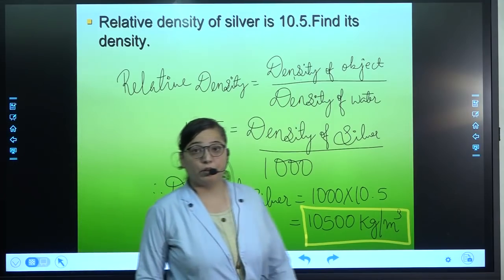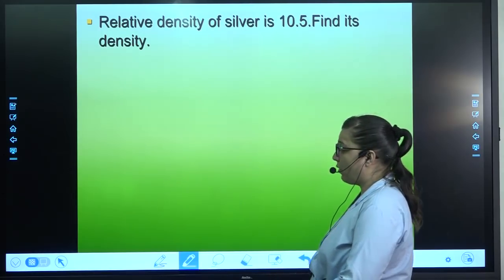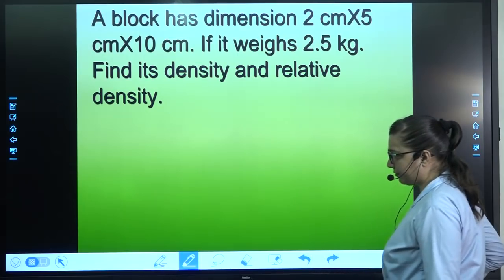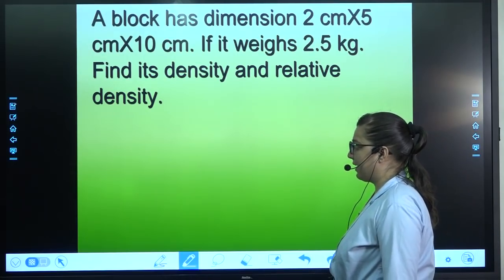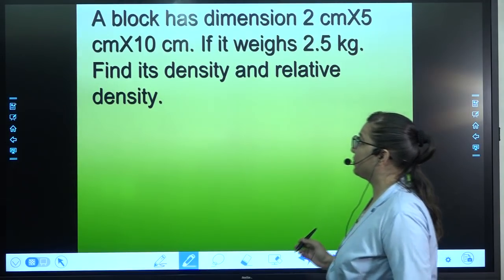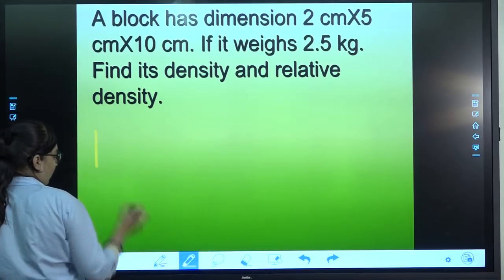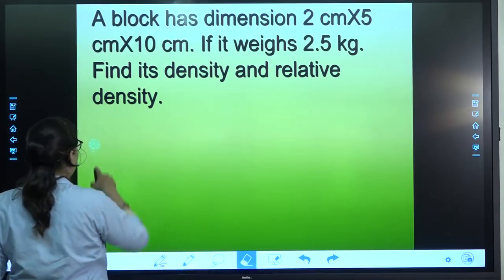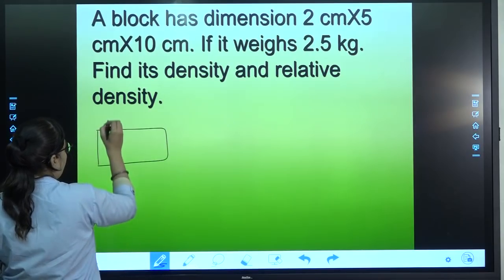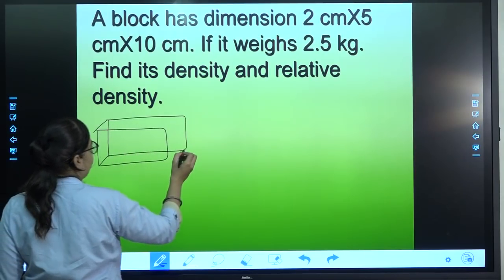So, I hope you have noted down this content. Now, let's move further on the next type of numerical. The next numerical is like this. A block has dimensions of 2 cm cross 5 cm cross 10 cm. So, here you have one block and its dimensions are given to us.